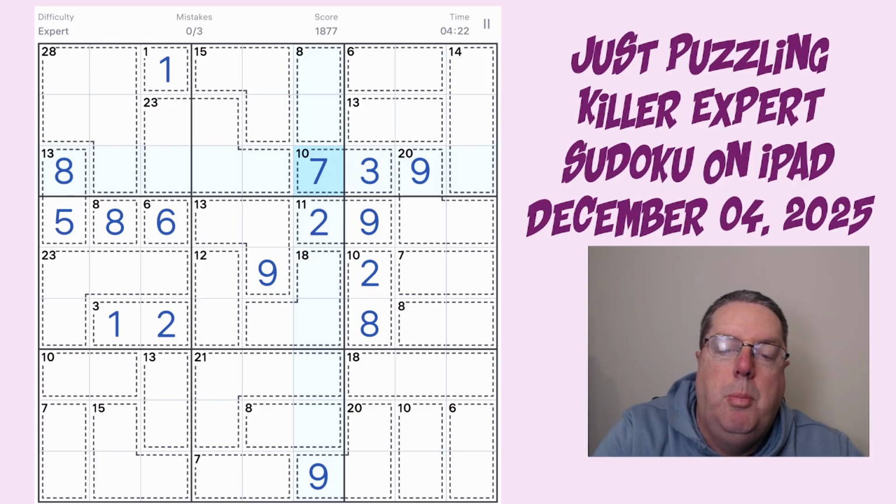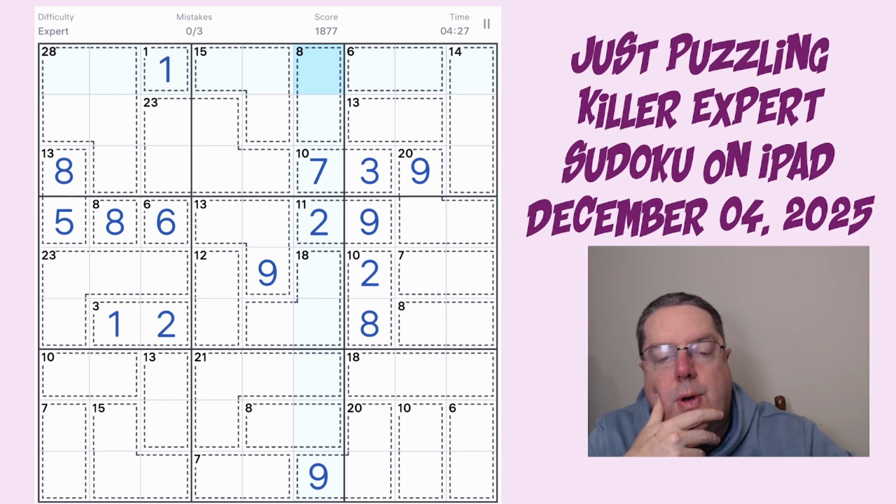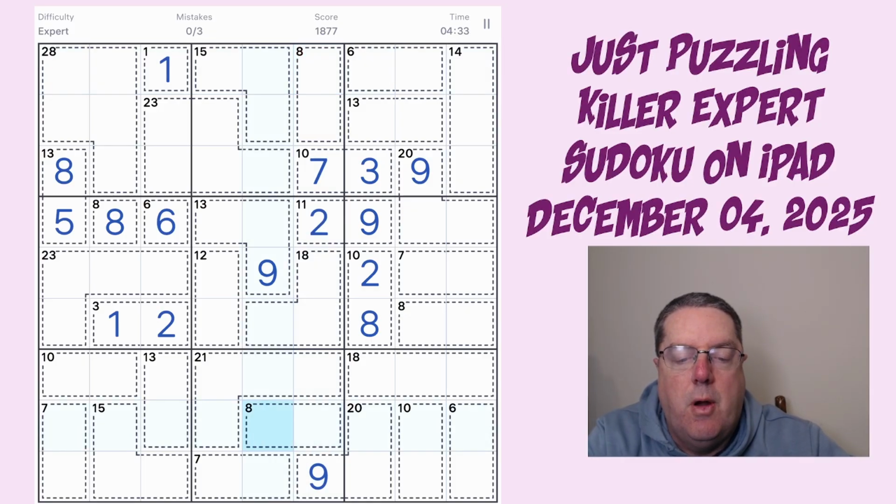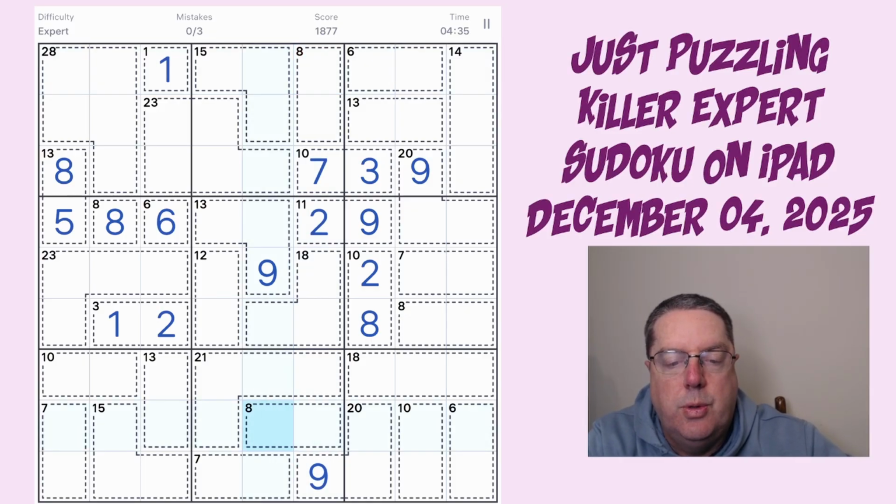Okay, that's actually helped me with this because this is going to be a 3, 5. Don't know the order, but it's definitely a 3, 5 there. Which means that can't be a 3, 5. So this is either going to be a 7 or 2.